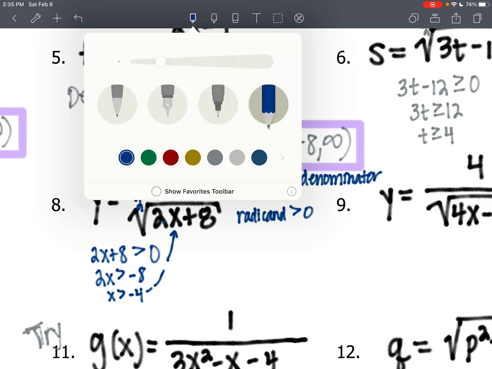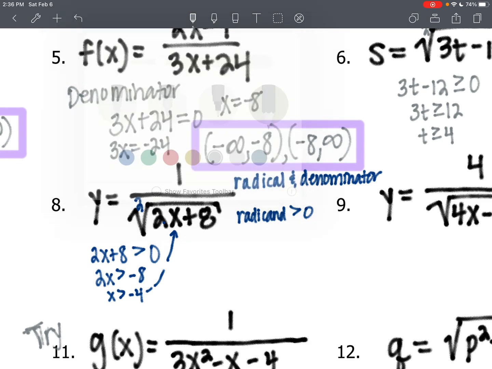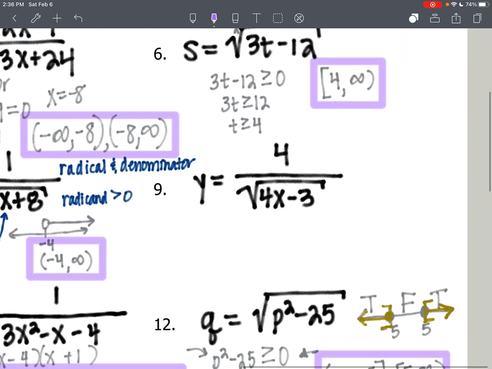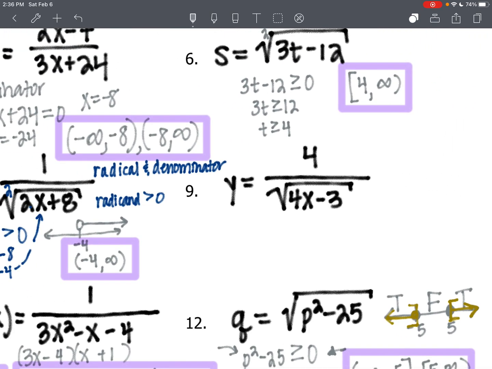Therefore, our answer here is going to be anything greater than negative 4, but not including negative 4. So that would be a parenthesis, negative 4 to infinity. That's our domain. Okay, you go ahead and try number 9. See if you can get the answer.